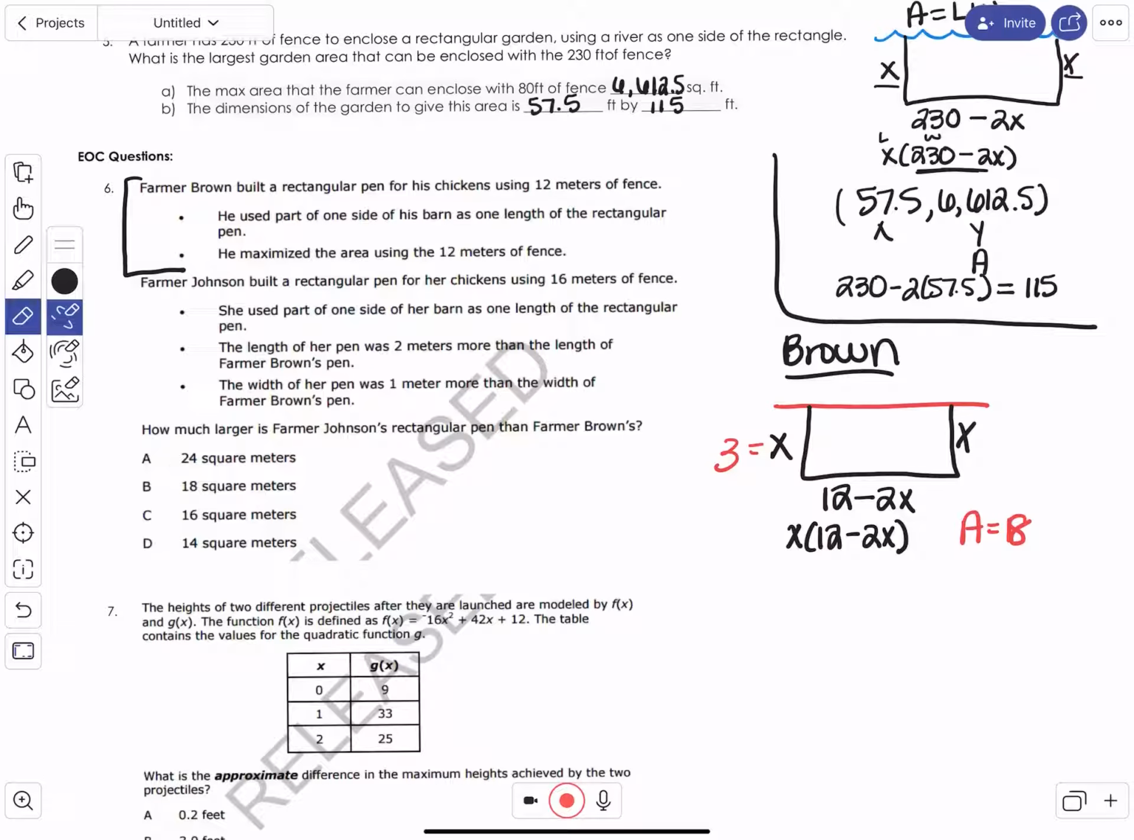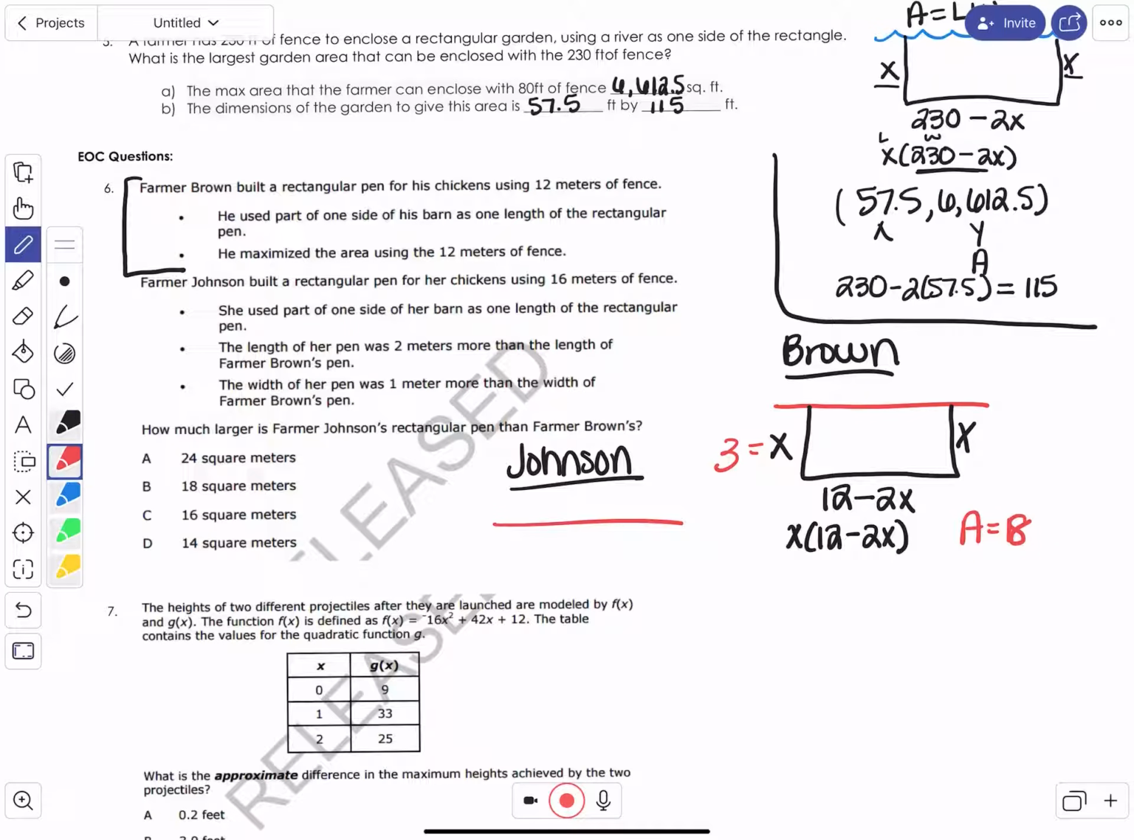So now let's do Johnson. Let's see what it says about Johnson. So we'll squeeze Johnson in right here. So it says Johnson built a rectangular pen for her chickens using 16 meters of fence. She used one side of her barn as one length of her rectangular pen. Okay, so let's do her barn. Let's draw it right here. The length of her pen was 2 meters more than the length.